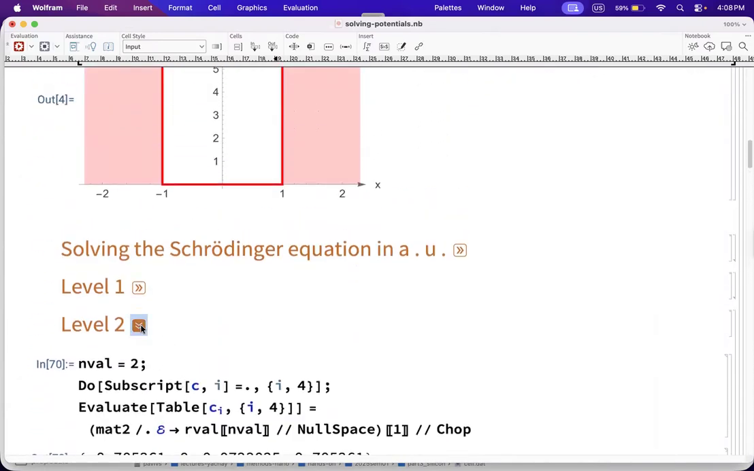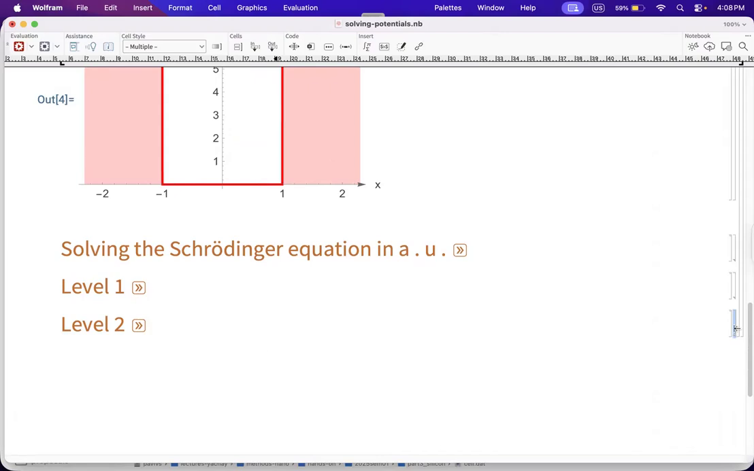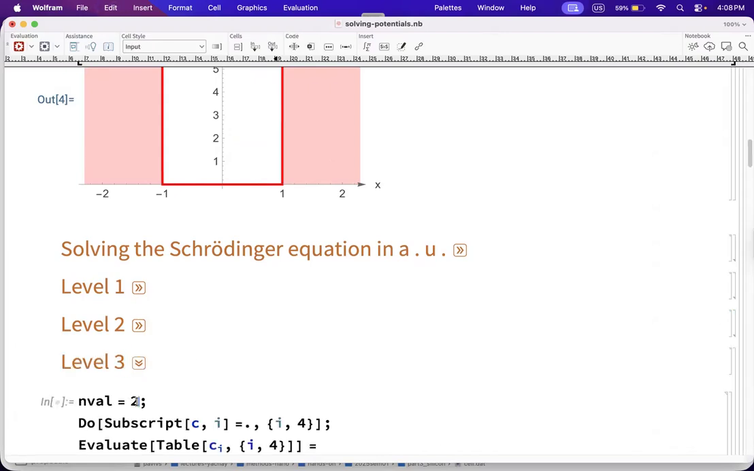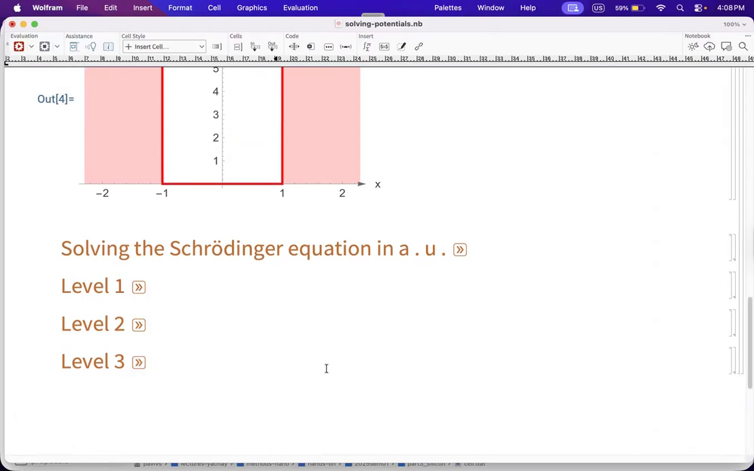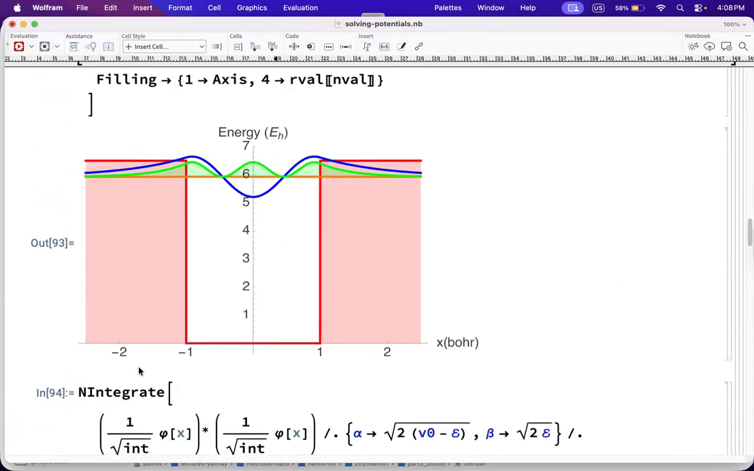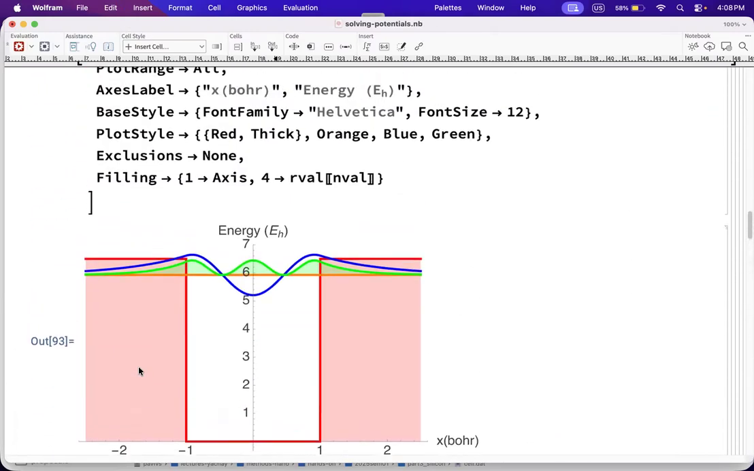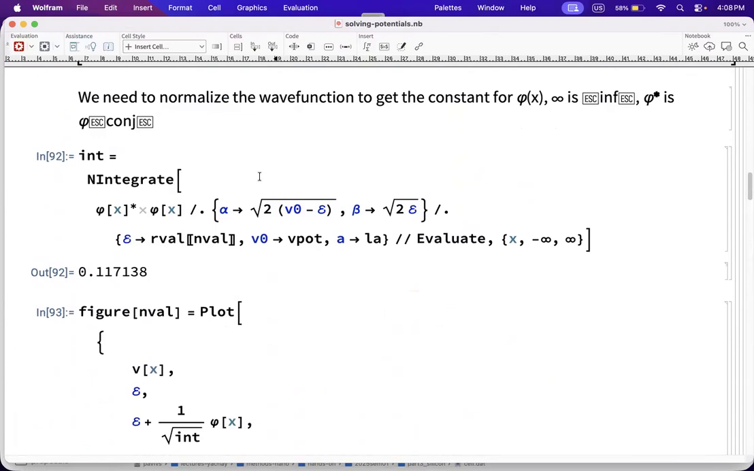And since there are 3 energy levels, let's do it for the third energy level, level 3. You just change this to 3 and press Shift Enter. And there it is, we have it even for the third energy level. Okay, Control S, and I'll wait here until everyone has exactly the same.